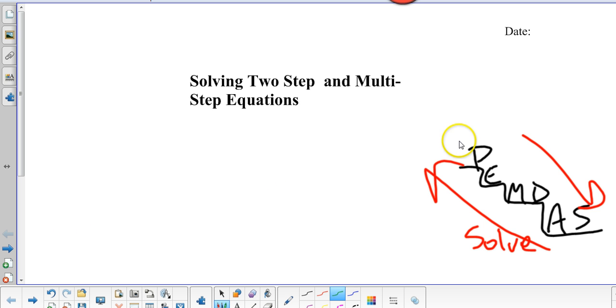Okay, usually has some simplifying to do before you solve. Okay, most of the equations that we solve, we'll solve in two steps once we've simplified all the way.